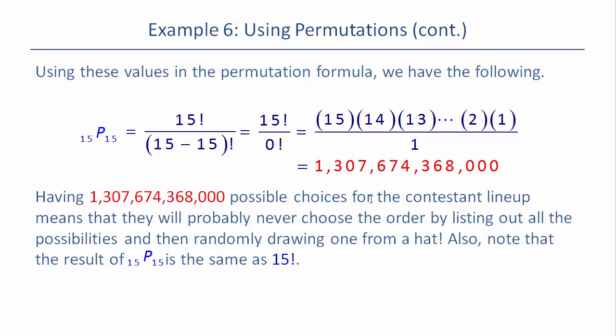But we could also use the dash technique, because if we're choosing 15 people, we have 15 dashes, and we fill in those 15 dashes with 15, 14, 13, all the way down to 1, and we would have got the exact same answer.